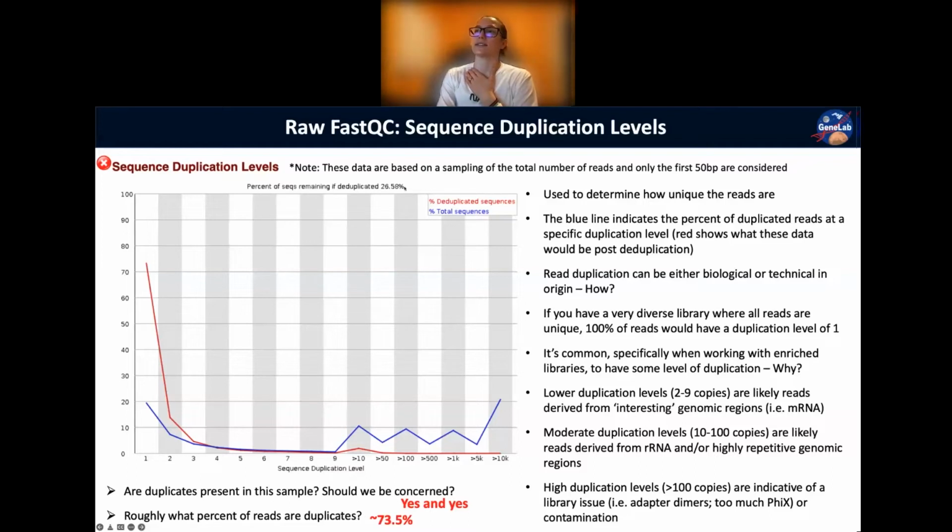So basically here it says that if you were to deduplicate this, based on what they're telling us, it'd be 26.58% of sequence remaining, which means that 100% minus that percent, about 73.5%, are duplicates. Again, this is a subsample, so this is probably an overrepresentation of the actual number of duplicates in your full sample.